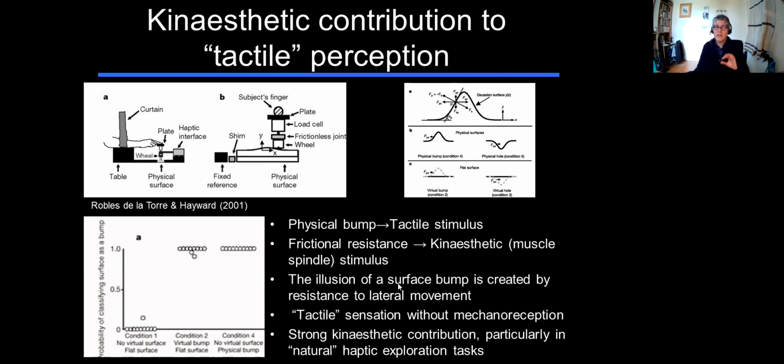So the point here is the illusion of a bump is created by resistance, and you've got tactile sensation without mechanoreception, or without cutaneous mechanoreception. And I really want to emphasize this because it shows that there's a really strong so-called kinesthetic or muscular contribution, particularly in any kind of tactile task which involves naturalistic haptic movement.